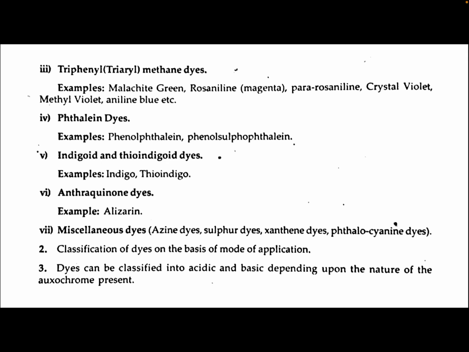Triphenyl or triaryl methane dyes. Example: malachite green, rosaniline, magenta, para-rosaniline, crystal violet, methyl violet, aniline blue, etc. Phthalein dyes. Example: phenolphthalein, phenol sulfonphthalein. Indigo and thioindigoid dyes. Example: indigo and thioindigo. Anthraquinone dyes. Example: alizarin. Miscellaneous dyes: azine dyes, sulfur dyes, xanthene dyes, phthalocyanine dyes.